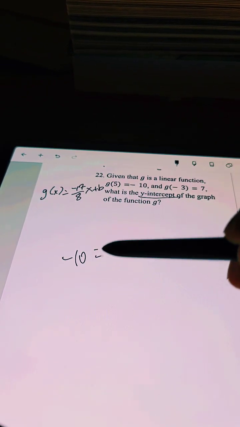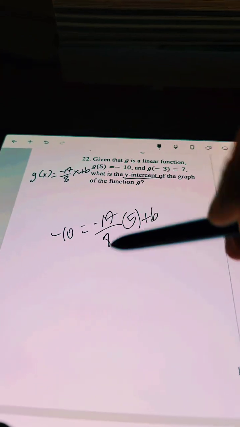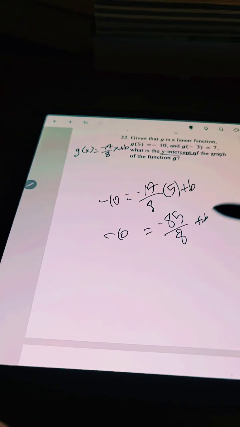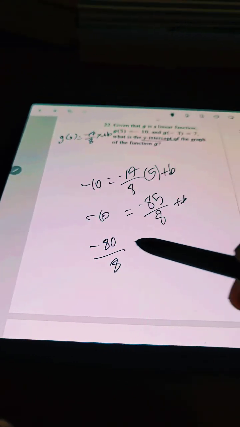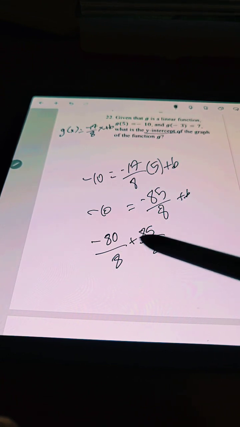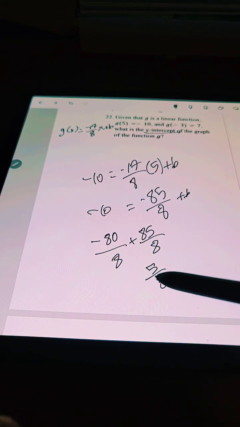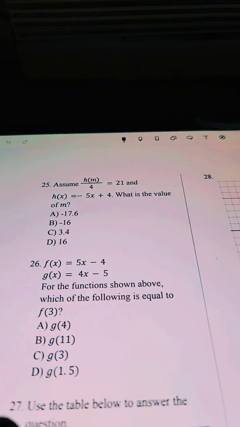So negative 10 over here, negative 17 a's times 5 plus b. So then that's going to be negative 85 over 8 is equal to negative 10 plus b over there. So then that's going to be negative 80 over 8, and then plus 85 over 8. So it's plus 85, not minus 85. So it would be positive 5/8. It's right, positive 5/8.